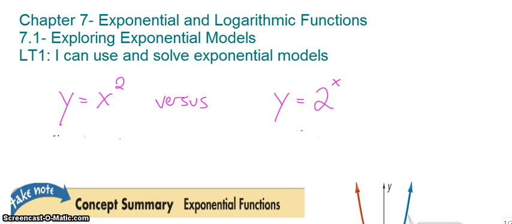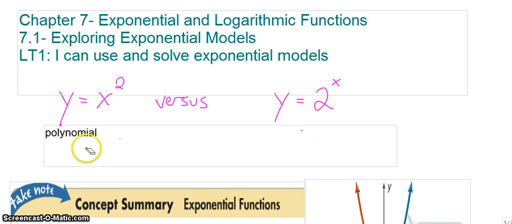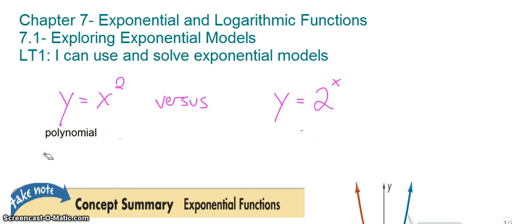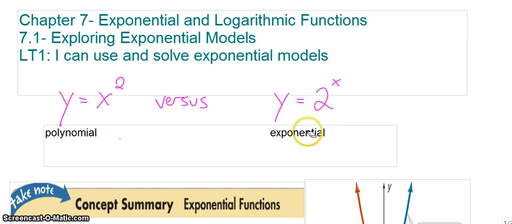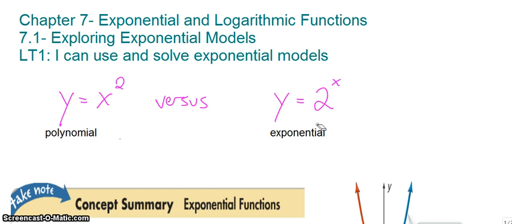So on the left, we see y equals x squared. This looks very familiar to us. We've been working a lot with these. These were polynomials. On the right, we see that our exponent is a variable as opposed to our variable being as a base. So these are what we call exponentials. So our exponent is going to be where our variable is as opposed to just being the base and then having an exponent on top of that.